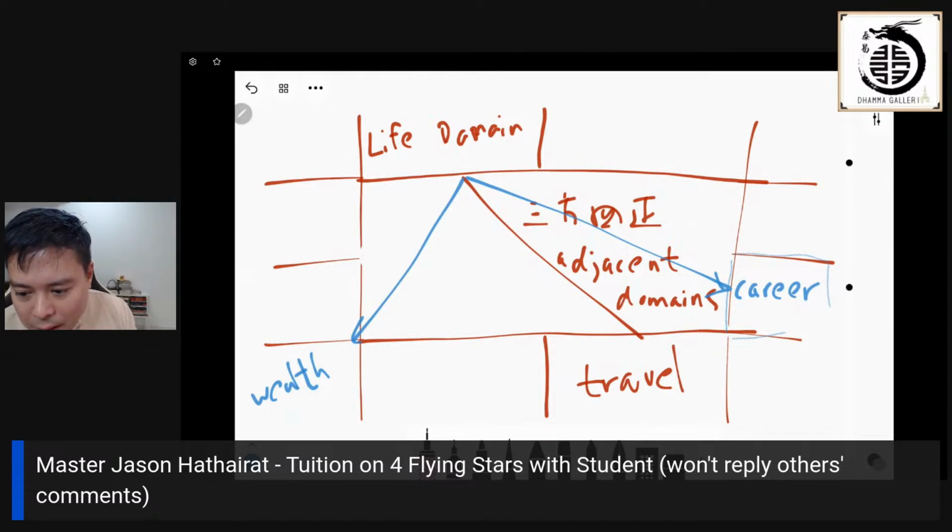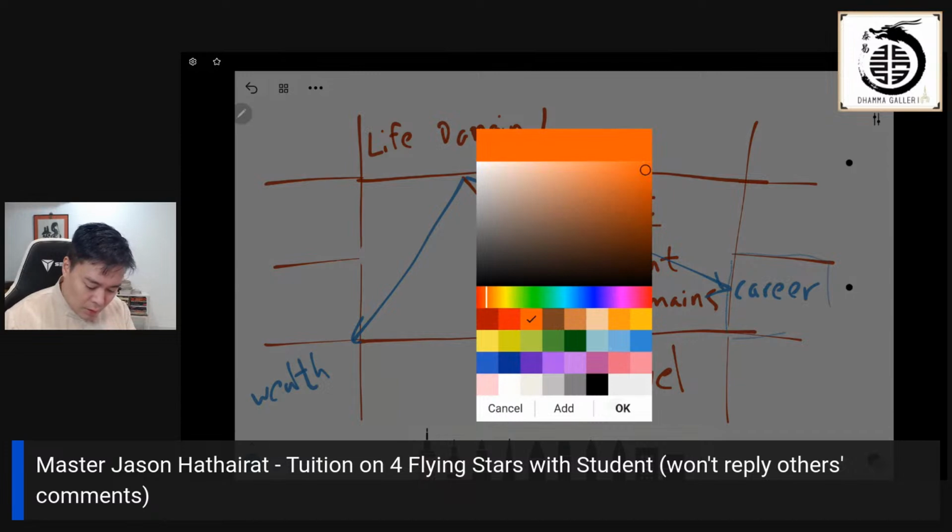So just remember, the career domain is a domain that will influence our entire life. It's very much like the earthly branch of the 八字, which has an influencing power throughout our life. Whether your life will achieve great success or not is very much dependent on the career domain, which is right here.